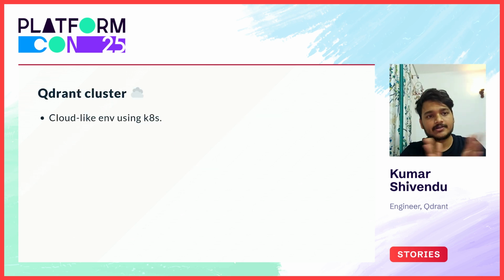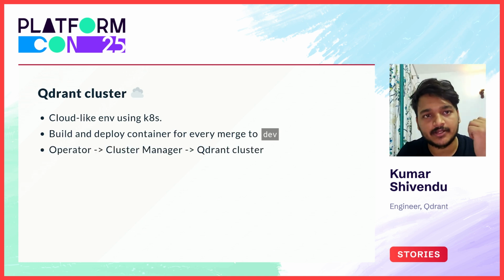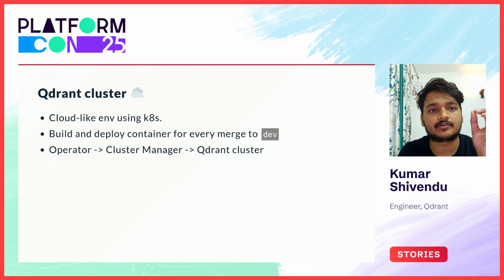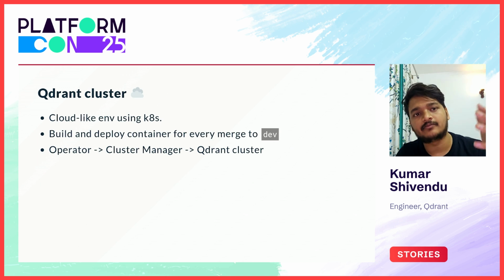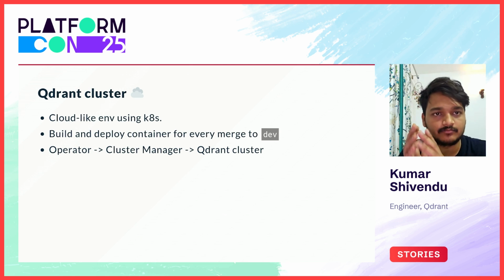So for the Qdrant cluster, we have a cloud-like environment deployed using Kubernetes. With every merge into the dev branch, we build and deploy a container to GitHub Container Registry that is then pulled to the Kubernetes cluster. There we have an operator, a Kubernetes operator, and a cluster manager service that I wrote, and the Qdrant cluster, which has all the pods: shards, replicas, everything.